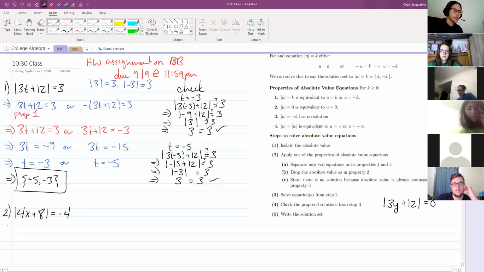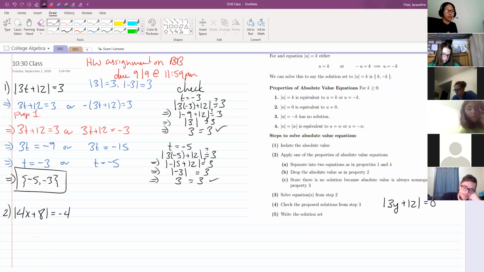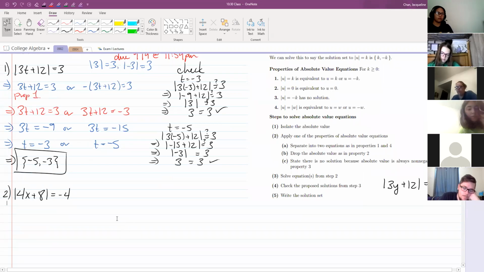Okay, let's continue. So the second one, I have the absolute value of 4x plus 8 is equal to -4. First things first, we have to make sure it's isolated. All right, in this case it is. So what do I do next? You can use property 1 to separate them into two different equations. So we could, but look very carefully. So we have property 3. Yeah, property 3, we have this absolute value is equal to a negative number.